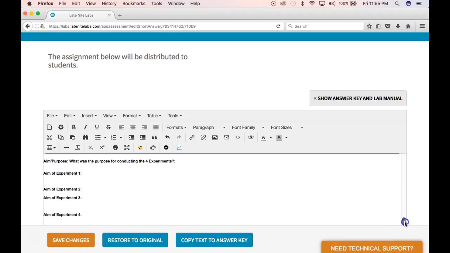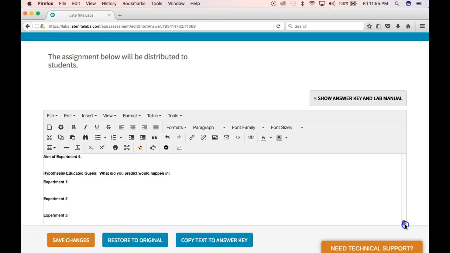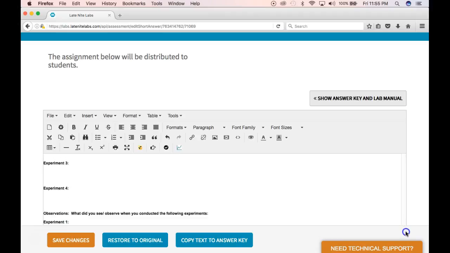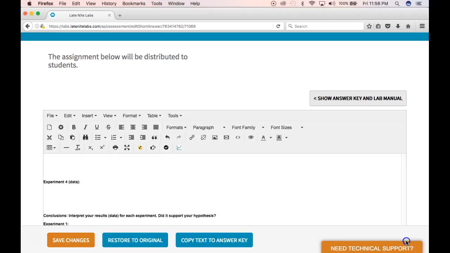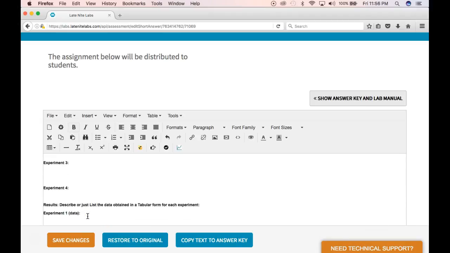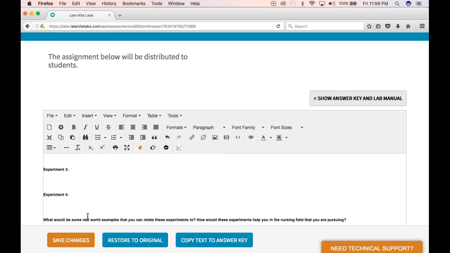complete your lab report: the aim for each experiment, your hypothesis, procedure, your observations, which is your data for each one of them, and then your results and your conclusions. Conclusions, whether in each case your hypothesis was supported, and then of course the real life applications of these experiments, especially what would be the real world examples of density, and how would this be important for you in the field of nursing.